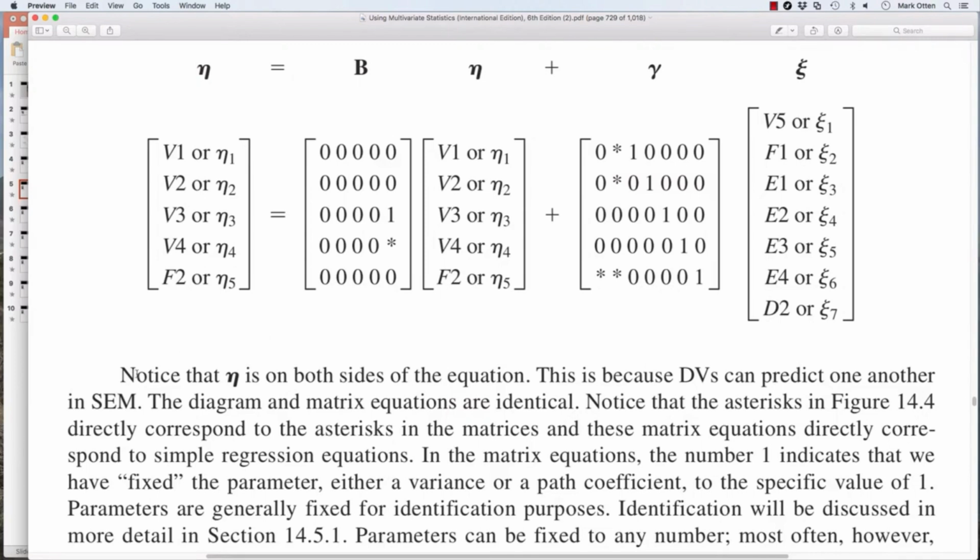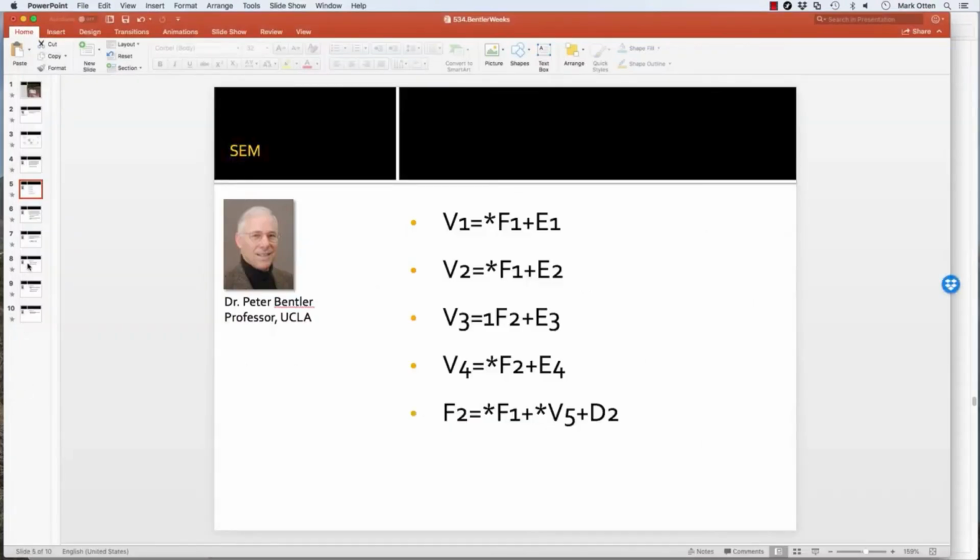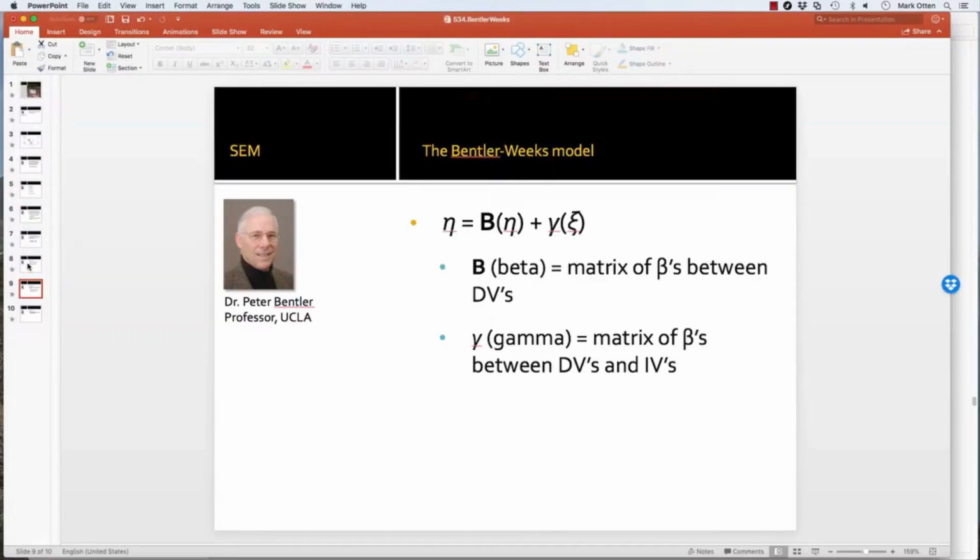In between, we have the beta matrix. Let's go back and see what that was. The beta matrix is your matrix of betas between DVs. So these are relationships that exist between dependent variables in your data set. If there's no relationship there, it's going to be a 0 in the matrix. If there is something there, then it will be non-zero.